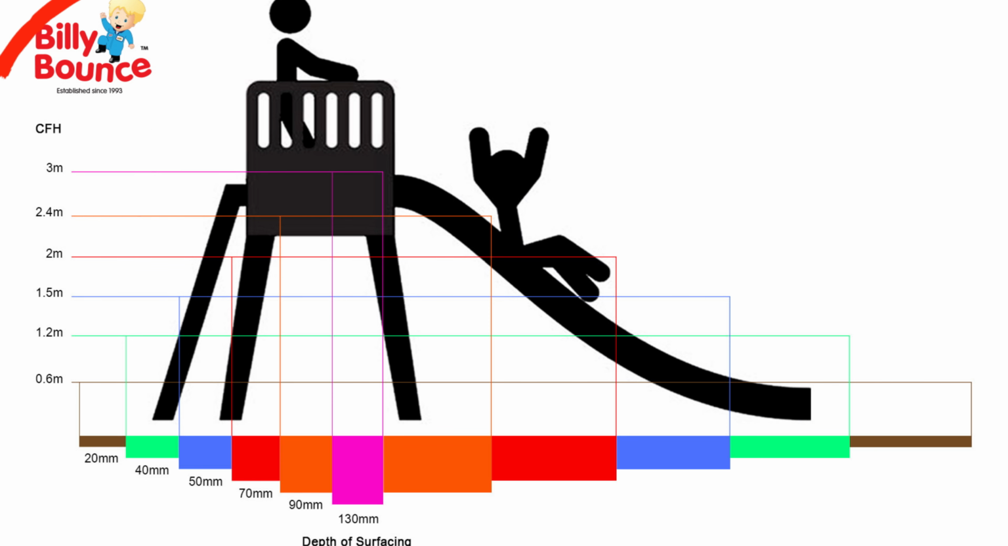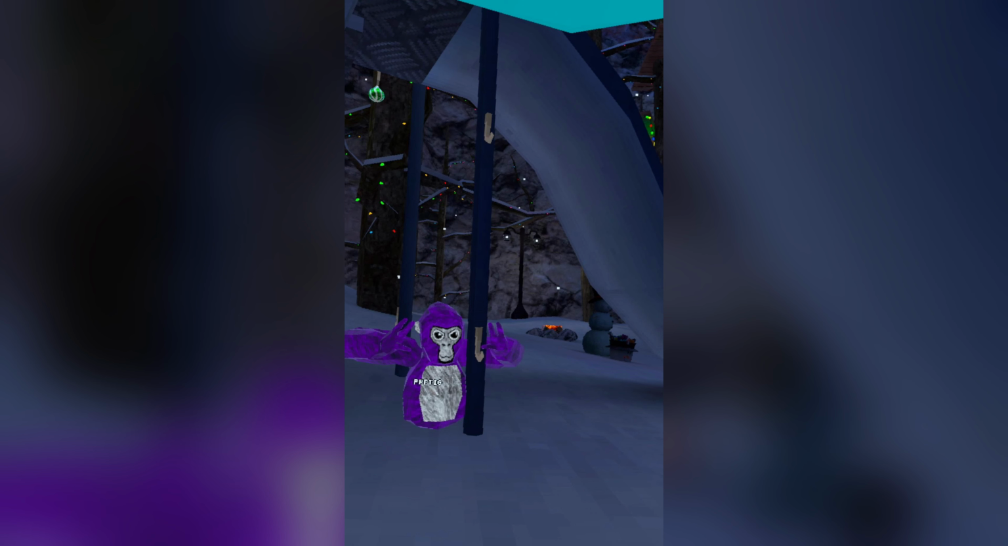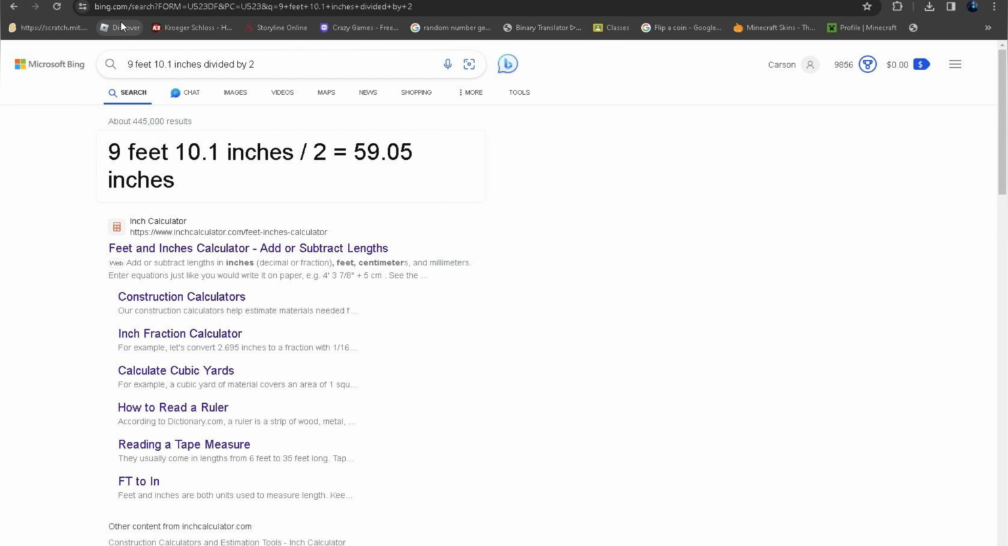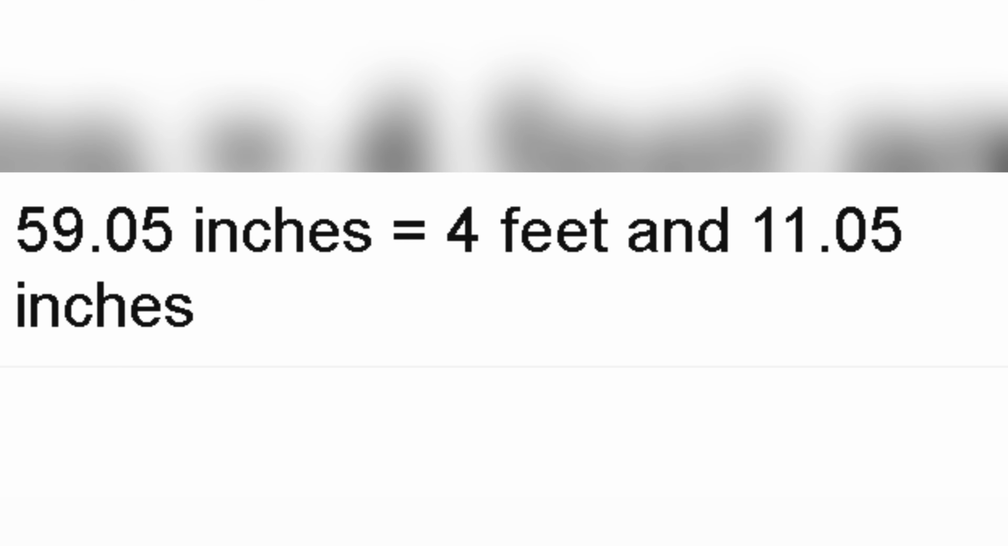Next up, we got the slide. Anyways, as it says in the picture, the average height of the slide is about 3 meters. And as we saw earlier, the gorilla is about half the height of the slide. So first of all, we have to do 3 meters into feet and inches, and then we have to divide that by 2. Let's do that. As you can see, 3 meters equals 9 feet and 10.1 inches. Next up, we have to divide that by 2, which equals 59.05 inches. And 59.05 inches in feet is 4 feet and 11.05 inches, which is the height that we're going to use for this slide calculation.